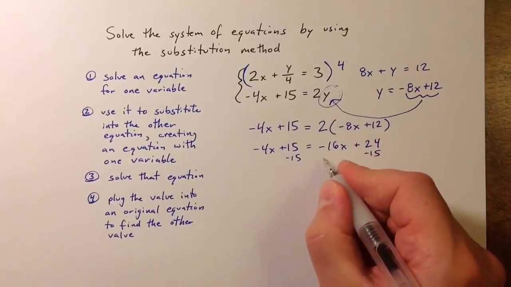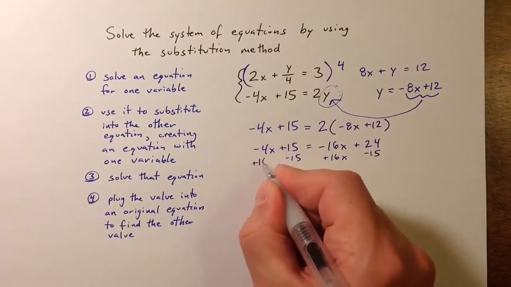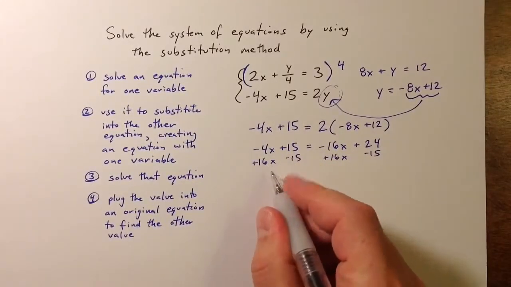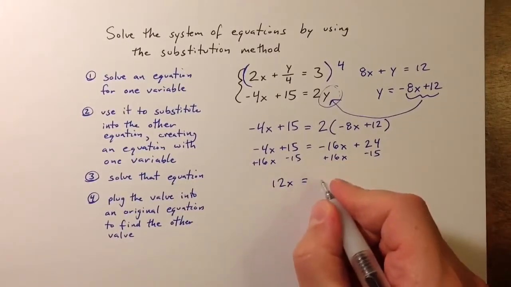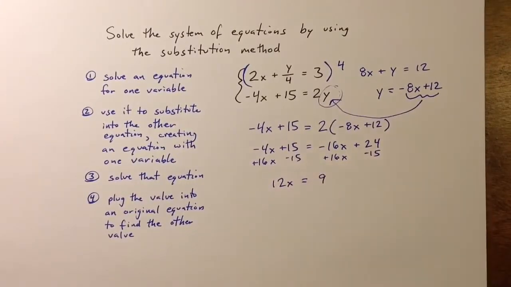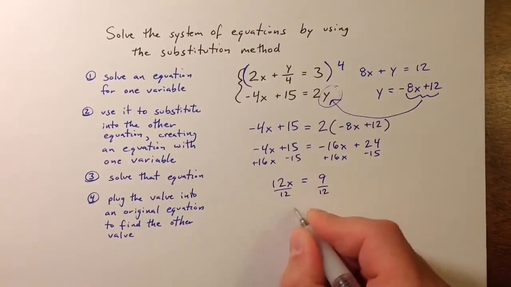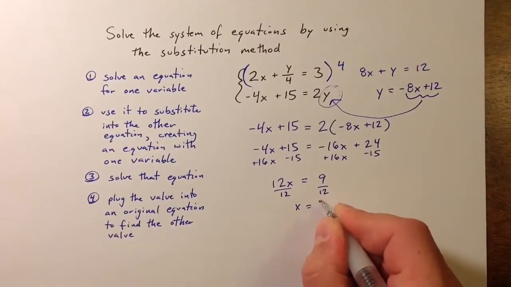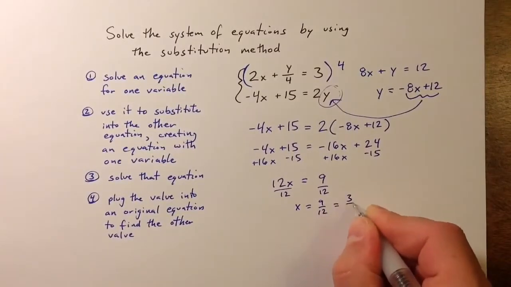If I add 16x to both sides, I end up with a positive 12x equaling a positive 9. So dividing both sides by 12, we see that the value for x should be 9 over 12, and of course that simplifies to 3 over 4.